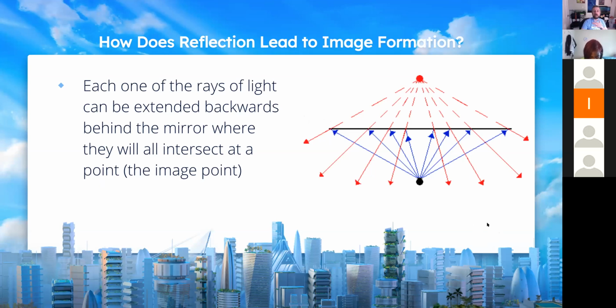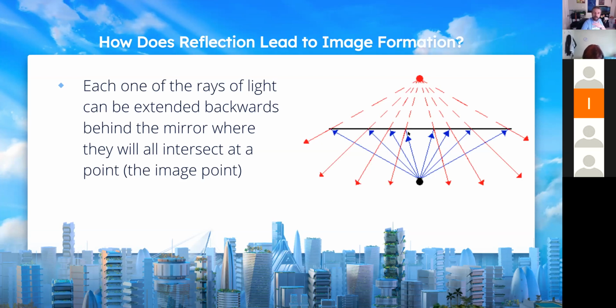So each one of the rays of light here that are reflected can be extended backwards behind the mirror where they will intersect at a point which is called the image point. So in order to determine where that image point is, you need to take the incident rays and find the angle of the reflection rays.